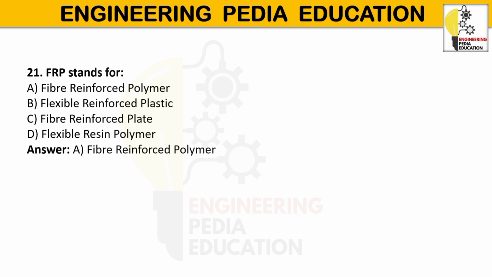FRP is a composite material made by combining high strength fibers such as glass, carbon, or aramid fiber with a polymer resin like epoxy or polyester. The fiber provides strength and stiffness while the resin binds the fibers together and protects them from environmental damage. One of the biggest advantages of FRP is its high strength to weight ratio.